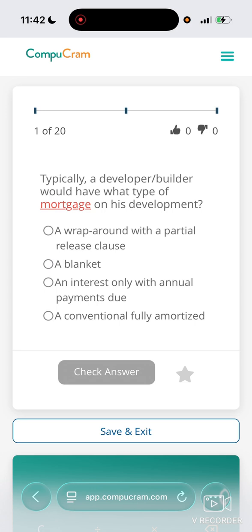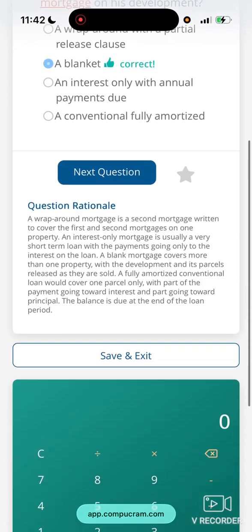Boom. Typically, a developer slash builder would have what type of mortgage on his development? A wraparound with a partial release clause, a blanket, an interest only with annual payments due, a conventional fully amortized. Let's try blanket, like Michael Jackson's child.